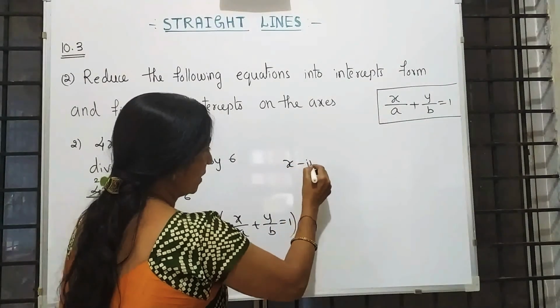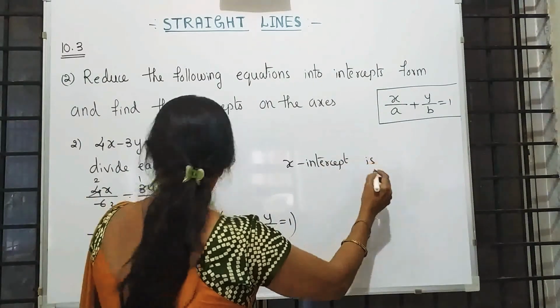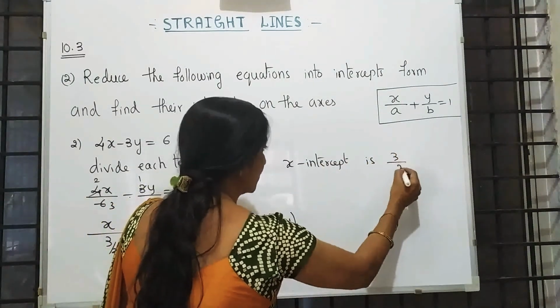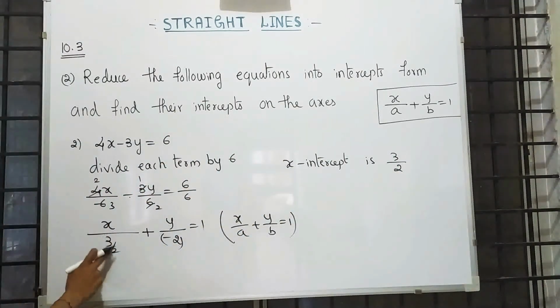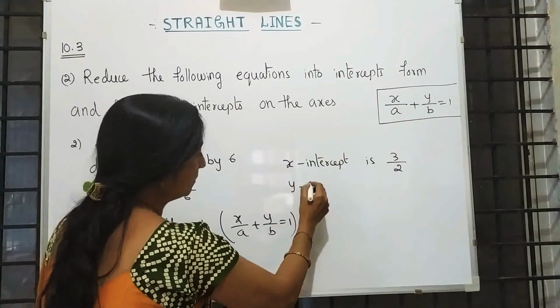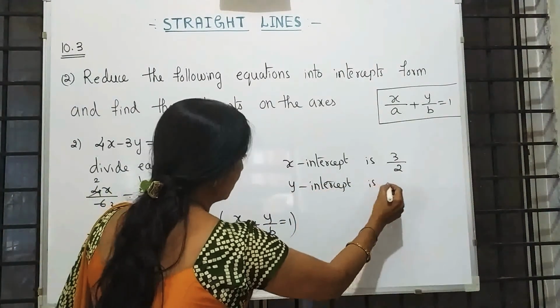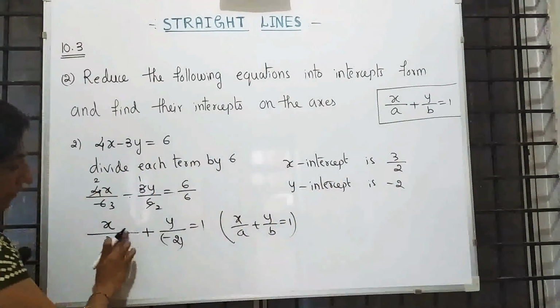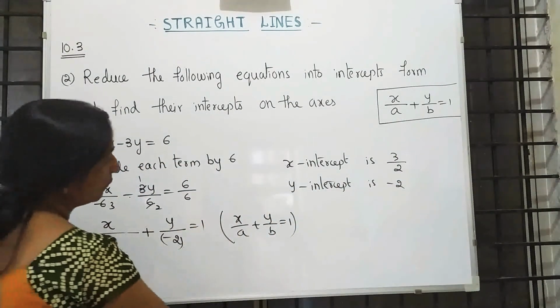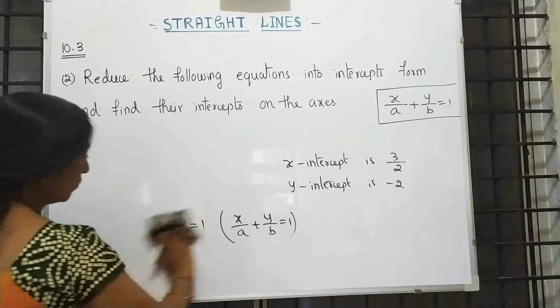Now tell me, what is the x-intercept? So the x-intercept is 3 by 2. See here, it is x upon 3 by 2 plus y upon minus 2. Then what is the y-intercept? Y-intercept is minus 2, because we compare this with the standard form. Moving to the next one, the third one I will give you as homework.